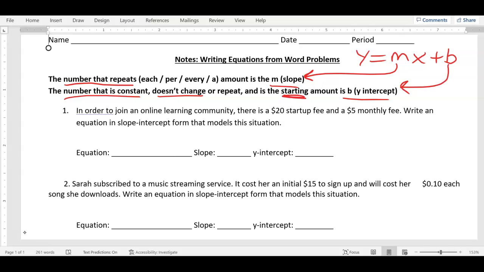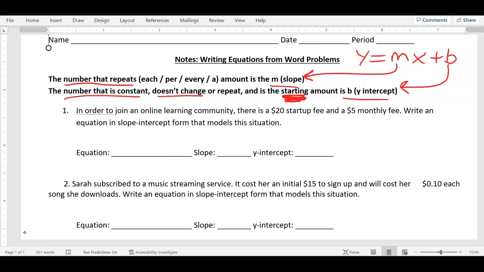And I'm going to really underline starting, okay? Whatever you start with can only happen once. You only start with one number, okay? Whatever you start with, you begin with, that's your B, your y-intercept. So these two things are very different. One is changing, one is happening over and over and over. One only happens once, okay? So slope keeps happening over and over. The constant that starts is the y-intercept.